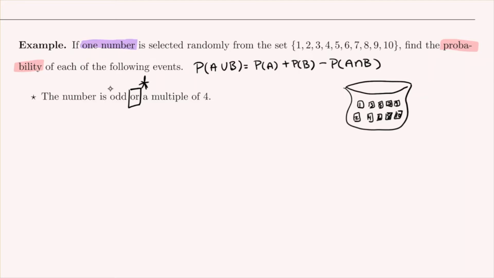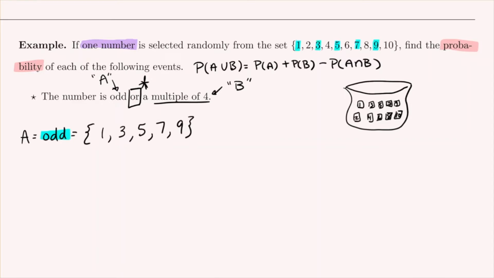Now in our example, let's say the number being odd is our A event, and multiple of 4 is our B event. So let's just write this out. If A is the idea of being odd, look at our list of numbers 1 through 10 and write down in this subset what are the odd numbers. 1, 3, 5, 7, and 9 are the odd numbers. So I've taken my entire list of outcomes and I've only written down the ones that are odd.